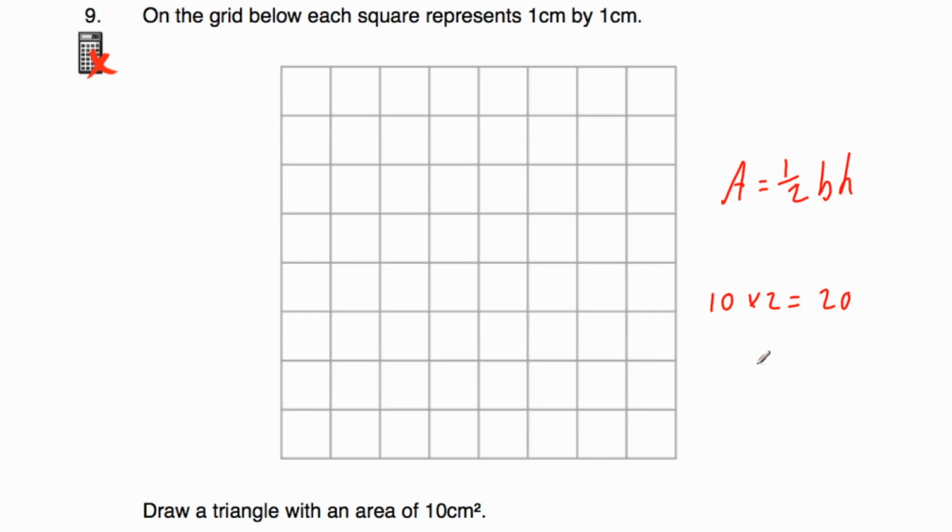I'm going to go for 4 and 5. I'm going to use a base of 4 centimeters and a height of 5 centimeters. So a base of 4 centimeters, 1, 2, 3, 4, and a height of 5 centimeters, 1, 2, 3, 4, 5. And then we'll just join those up. So the base of this triangle has got a length of 4 centimeters. The height of this triangle has got a height of 5 centimeters. And that means that this triangle would have an area of 10 centimeters squared, because 4 times 5 is 20 and half of 20 is 10. So that is a triangle with an area of 10 centimeters squared.